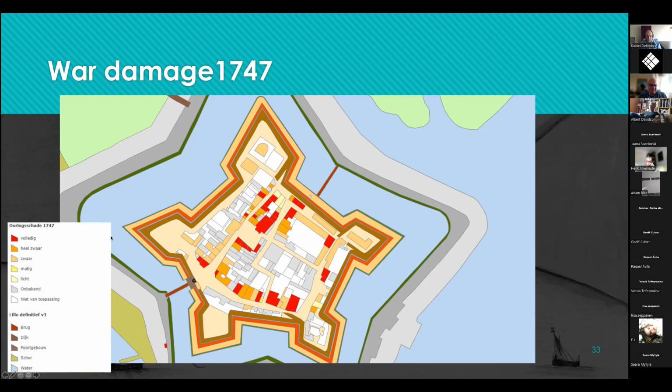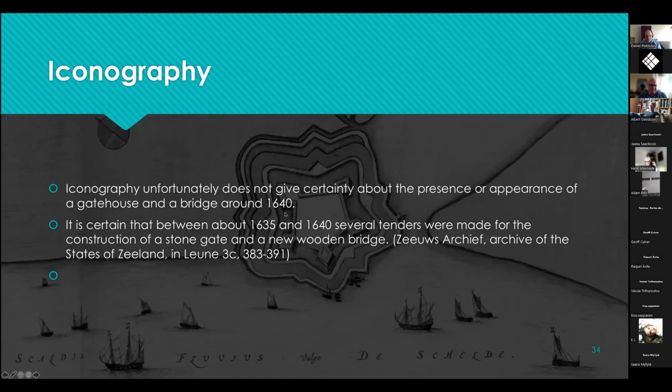So the red ones are completely damaged, and the yellow ones are a bit damaged, etc. So that's the information we have. Right. So we do not have a lot of iconography to deal with all the buildings, all the internal buildings, the entrance, the gatehouse, the bridges. It's not so much information that is available. Most are maps from above, but they do not show the shape or the size of a bridge, for example. So we have to find that from other sources.